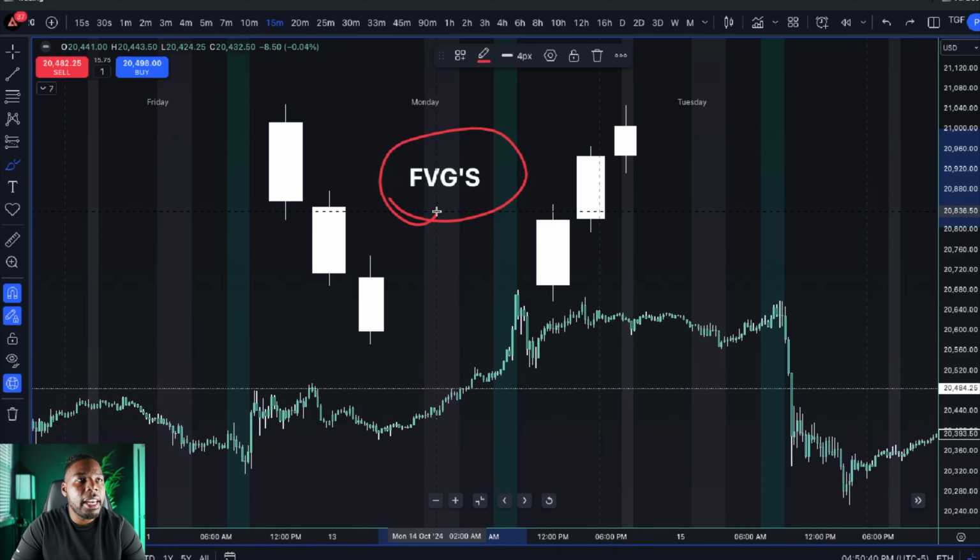So what is a fair value gap? Whether you call it an imbalance, an inefficiency or a fair value gap, it all represents the same thing, some sort of imbalance in the market. Now this is printed with a 3 candlestick pattern.